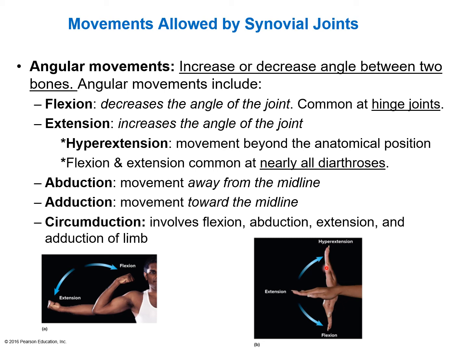Now, hyperextension is a little weird because it doesn't really seem to go along with the extension definition. Hyperextension, though, is basically a movement in the opposite direction of flexion. We can do this normally, but sometimes we can have injuries where this hyperextension can go too far. Flexion and extension are common, as it says here, at pretty much every diarthrotic joint.